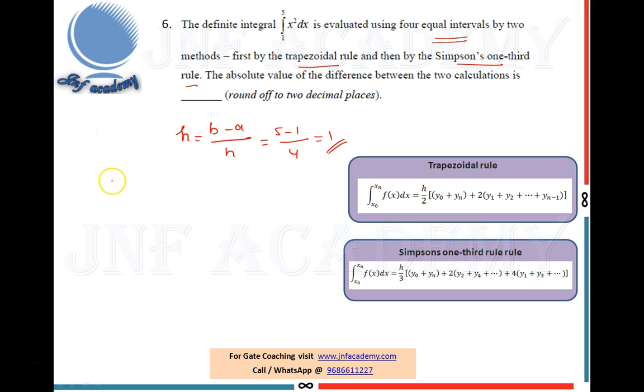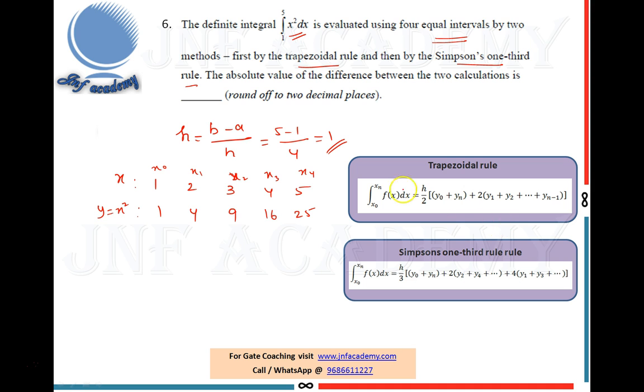So I found the table first. X starts with 1 and the interval value is 1. So 2, 3, 4, 5. I got the 4 intervals. The interval value h equal to 1. Corresponding y equal to x square. Here the integrand is x square. So y equal to x square: 1, 4, 9, 16, 25. This is x0, x1, x2, x3, x4. This is y0, y1, y2, y3, y4.